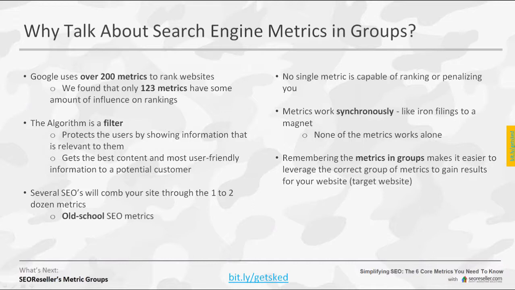Now, remembering the metrics in groups makes it easier to leverage the correct group of metrics to gain results for your site. When you take a look at the search engine metrics, SEO is a very competitive industry, and by practice, you have to execute it competitively. What do I mean? If you want to be on number one, you have to be as good as or better than whoever is on number one.